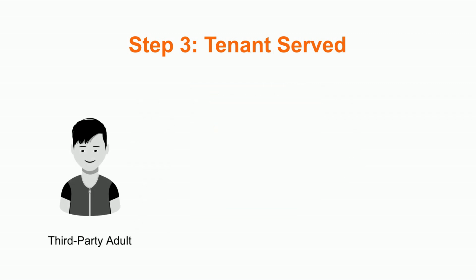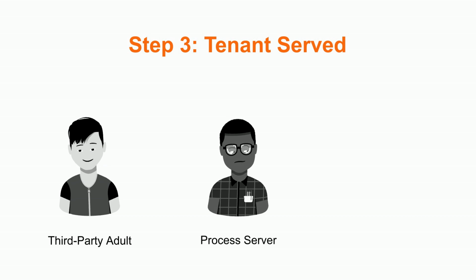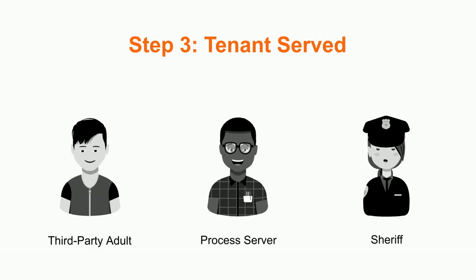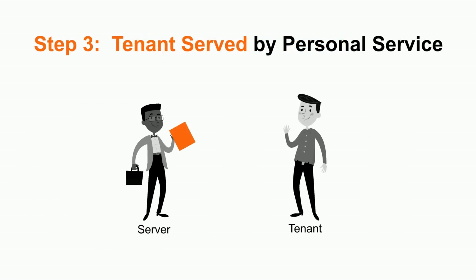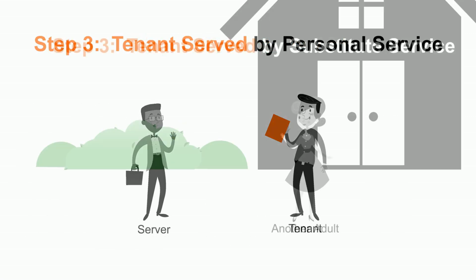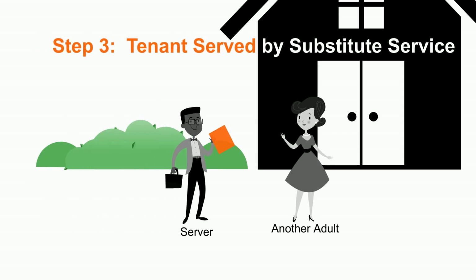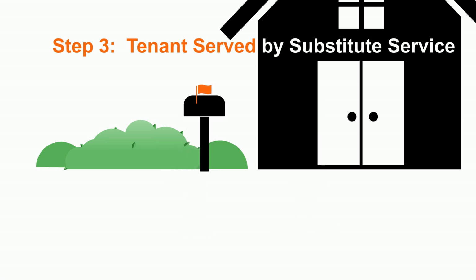A third-party adult, a process server, or even the sheriff may serve a tenant in one of the following manners. Personal service. Documents are given to the tenant by hand. Substitute service. Documents are given to another adult at the tenant's residence or place of business, and a copy is mailed via first-class mail to the tenant.